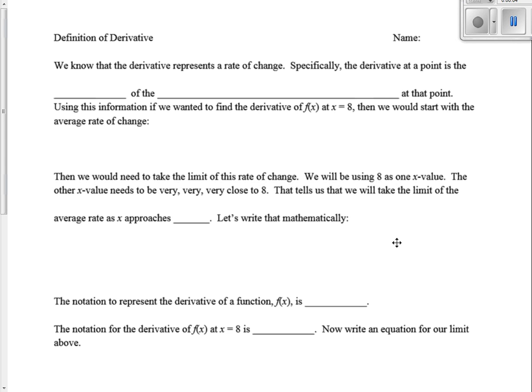Definition of derivative. So we already know what a derivative is, and it represents a rate of change. However, specifically, the derivative at a point is the limit of the rate of change. So it's going to be the limit of the average rate of change. When we can't find the instantaneous rate of change, we can only find the average, and then we can estimate the instantaneous rate of change.